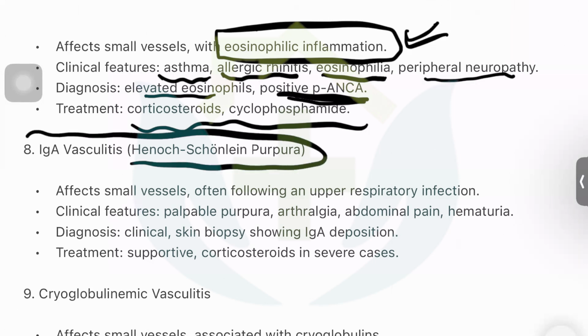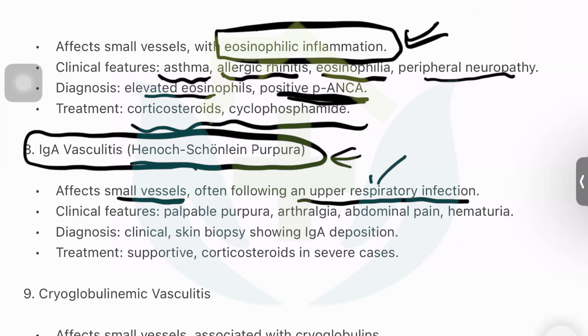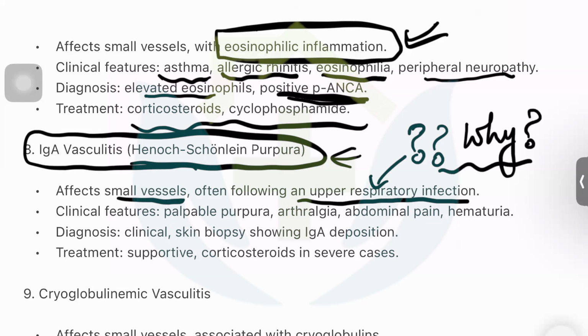Henoch-Schonlein purpura, IgA vasculitis. Usually we do it in skin dermatology and nephrology, but as a vasculitis part, we'll read it. It is small vessels only, usually after an upper respiratory tract infection. Can anybody tell me why after an upper respiratory tract infection? Why? IgA secreting mucosal. Yeah, so IgA basically, wonderful, thank you.